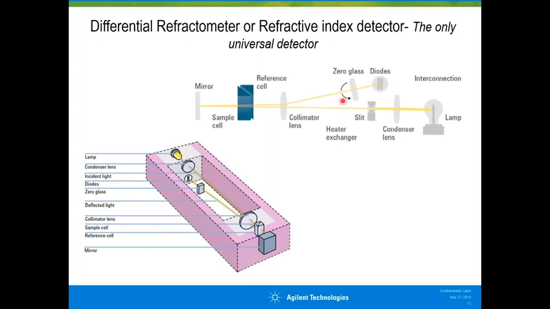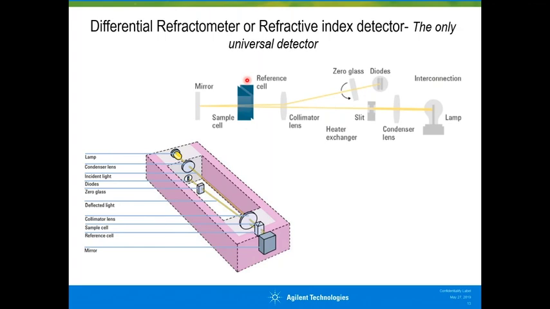Initially, both the sample and reference cells are flushed with the mobile phase. Here I am talking about a differential refractometer or a refractive index detector, which is connected to an HPLC system. In an HPLC, the mobile phase would pass through the column and enter into the detector. In the detector, it will pass through the sample cell and reference cell. We need to ensure that this reference cell is filled with the mobile phase completely. There is no air bubble in this reference cell, so that I get accurate results.